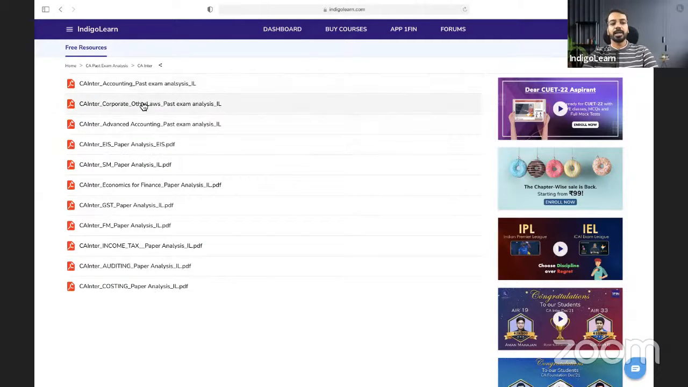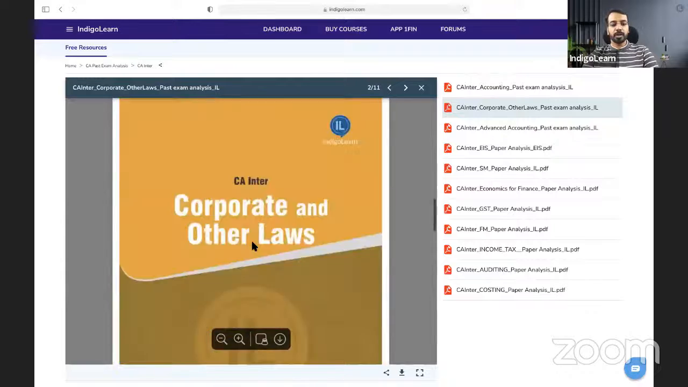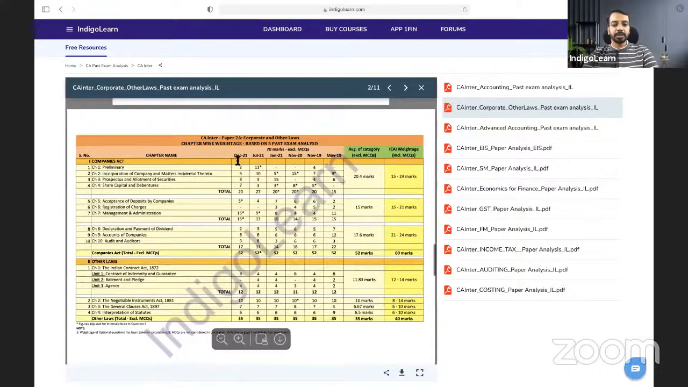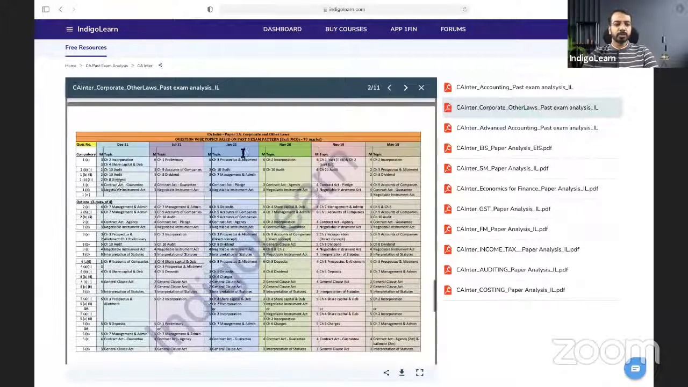For example, let's say corporate laws. So now corporate laws, you have chapter by chapter. This chapter, this attempt, so many marks. And the topics also, which question, which bit, something on dividend. So chapter 8, it has come from dividend. Dividend is here. You can see dividend was asked here.